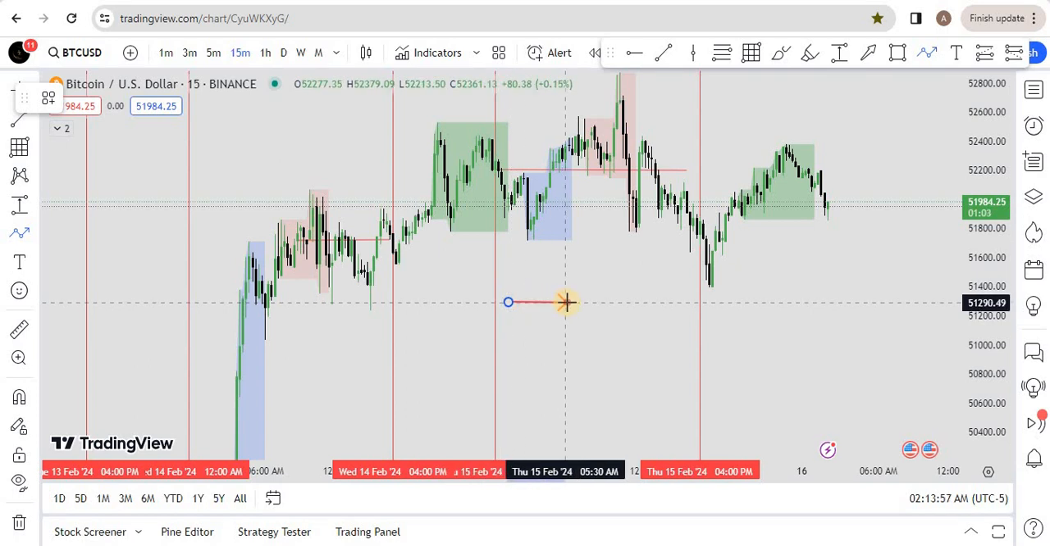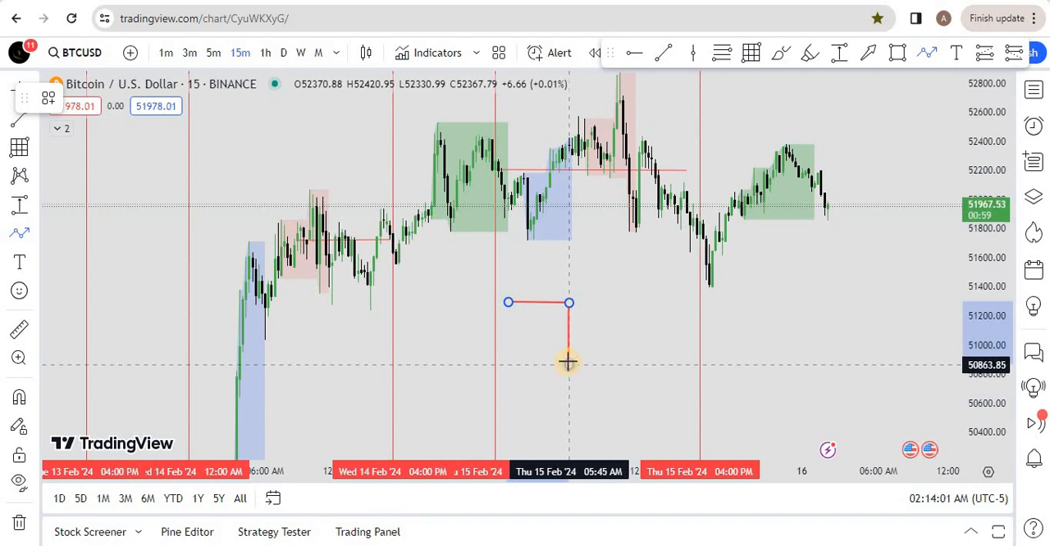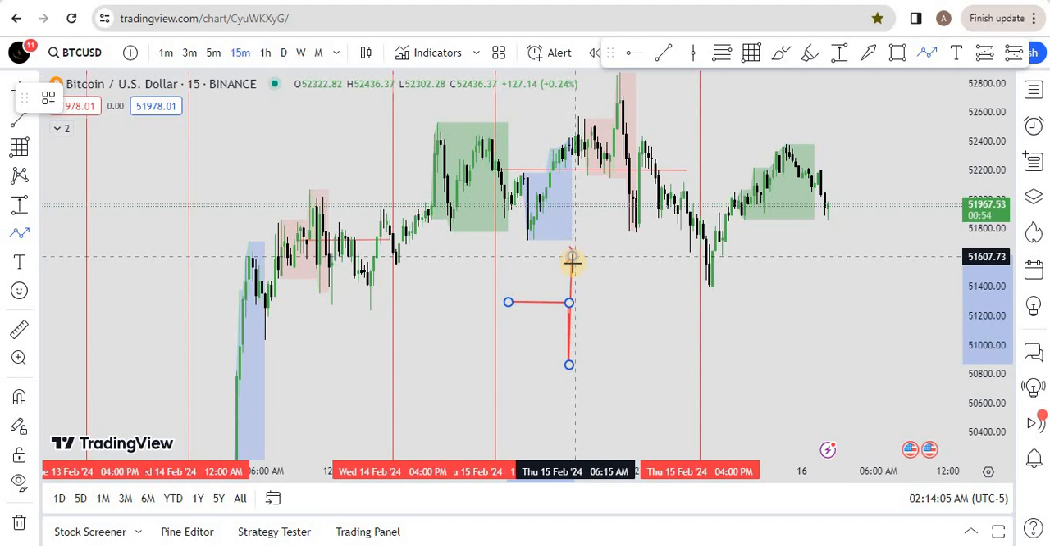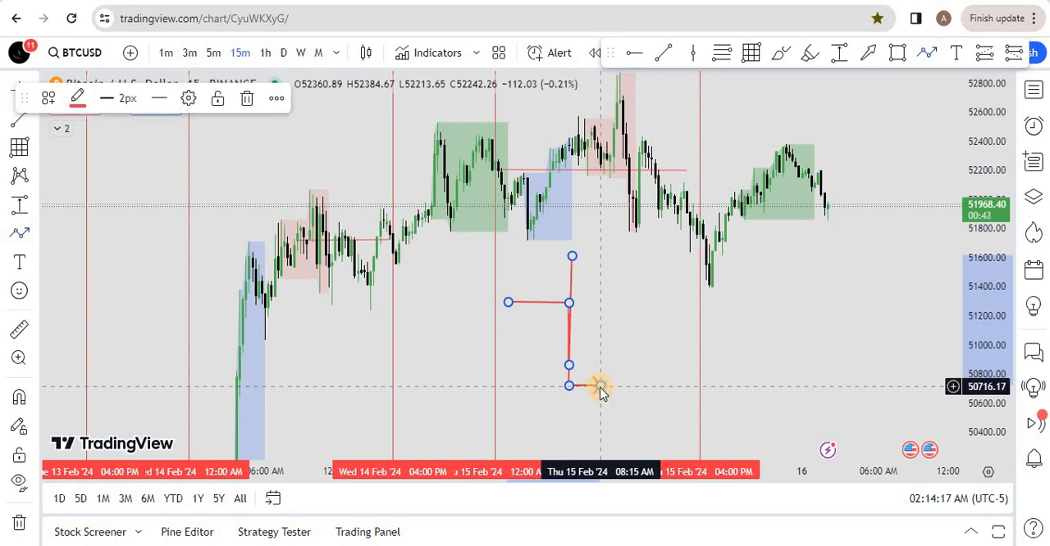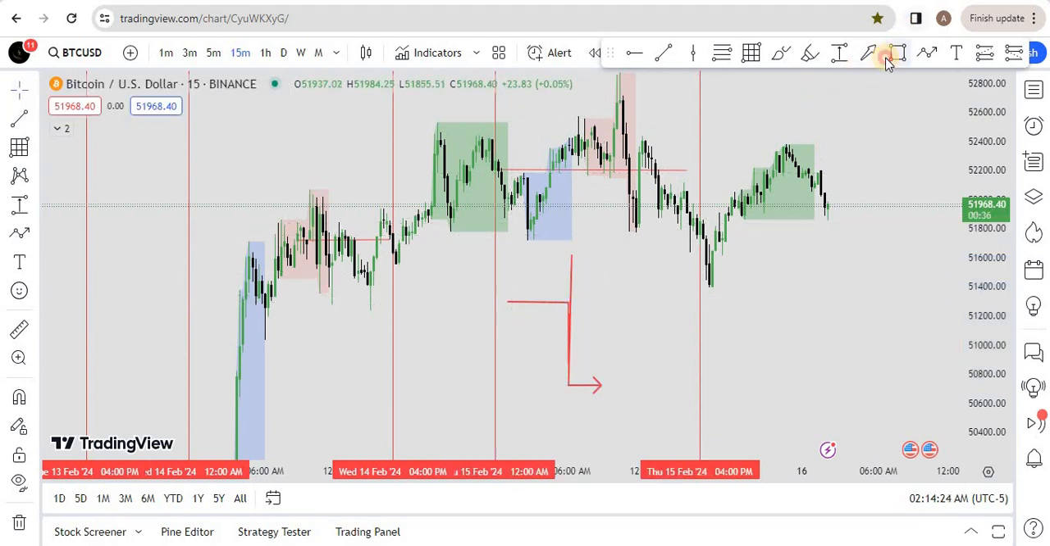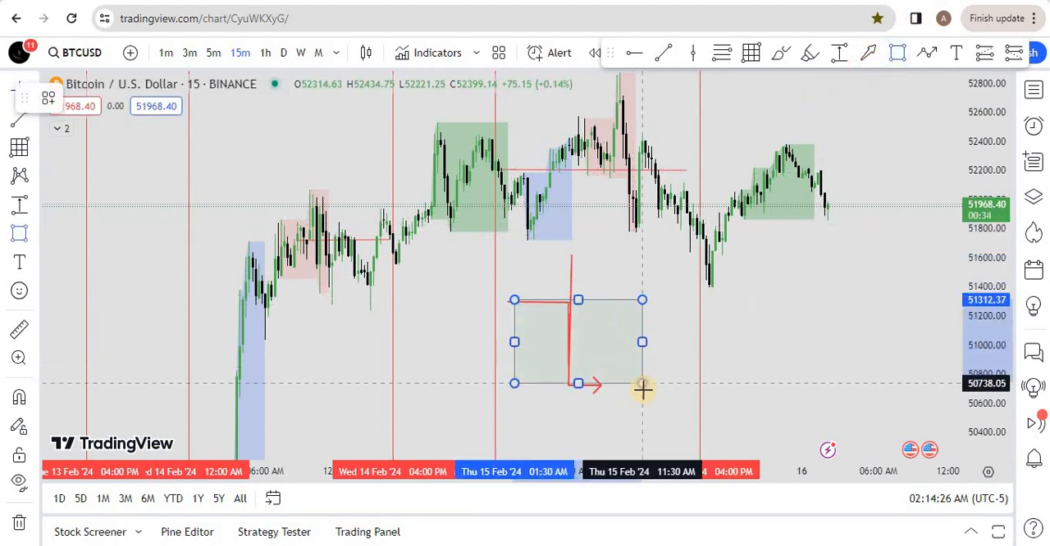Open, low of the day made on London, then goes to the upside, and then makes the high of the day on New York, and then goes to the close. The candle looks like that.